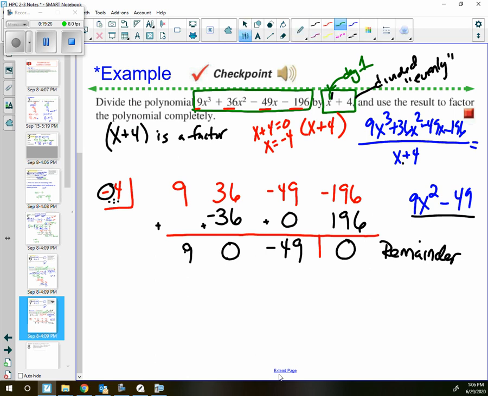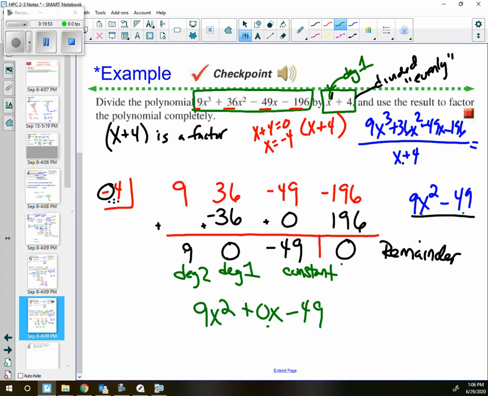Let's look at it from synthetic though. How would you tell that the answer is actually 9x squared minus 49? We're going to work our way backwards. So this was the remainder, it was 0. That's how we knew it was even. This is going to be your constant. We're just going to work our way backwards. This would be your degree 1 term, and this would be your degree 2 term. So working our way back. So that means I can put the variables back in, then that this is 9x squared, no x's, and 49 is our constant. Now you don't need to put the plus 0x unless that helps you keep track of what you're doing. So we work our way back up. We get the exact same answer as what we had from before.